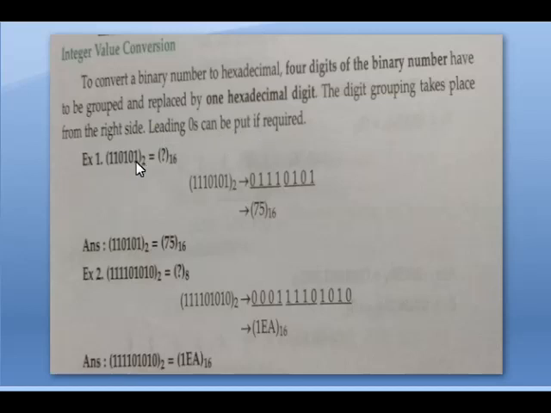So the given number is 110101 to the base 2, to be converted to hexadecimal, base 16. From right to left we have to group the numbers by 4. So the first group is 1010. The next group is 111. We want another one number, so you have to put a 0 here. Now you see 1011, 1010.